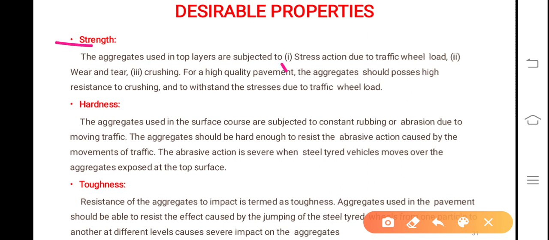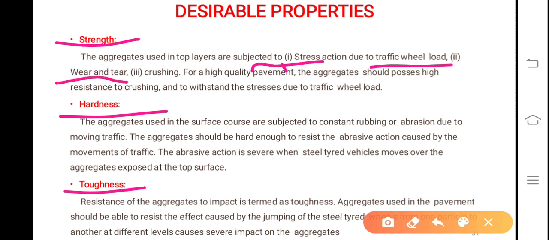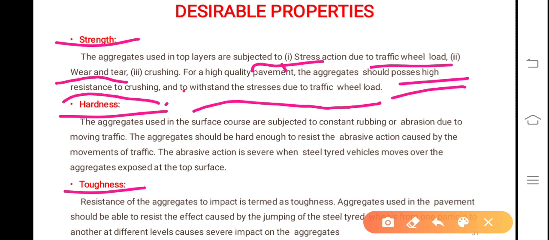Strength, first one; next hardness; next toughness, and so on. First we will see strength. The aggregates used in top layers are subjected to direct stress action due to the traffic wheel load. Second, wear and tear, due to friction between the wheel of the vehicle and the pavement. Crushing: for a high quality pavement, the aggregates should possess high resistance to crushing and to withstand the stresses due to traffic wheel load. Therefore, they should have good strength.